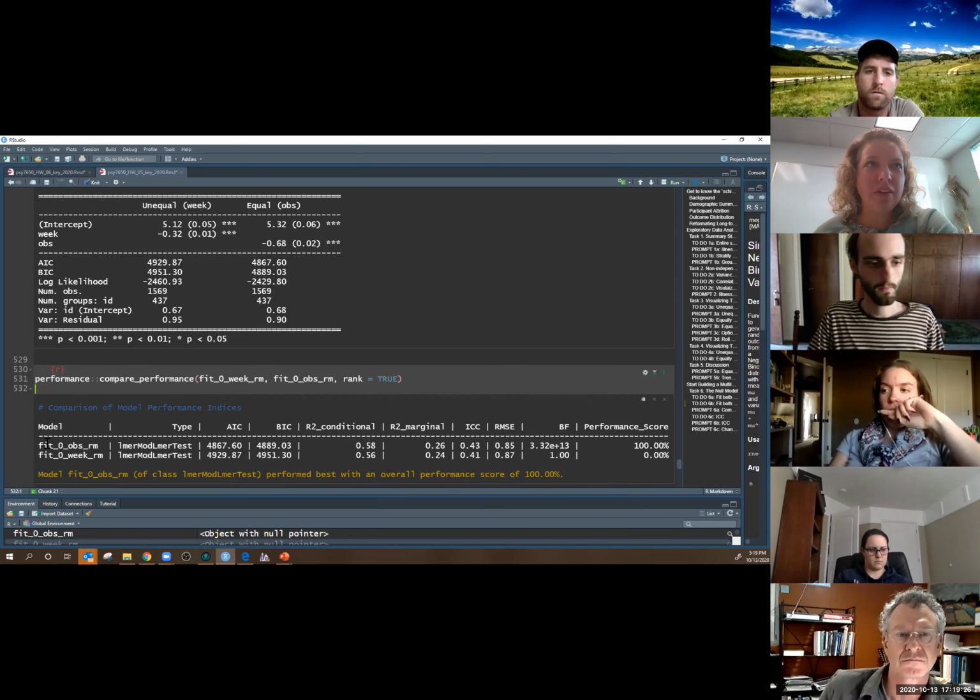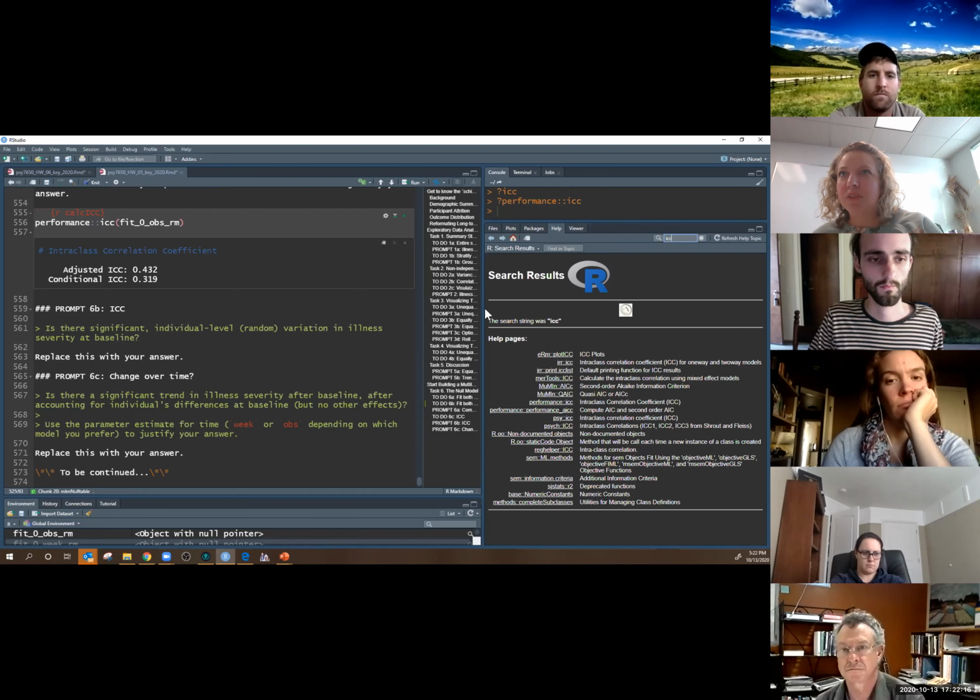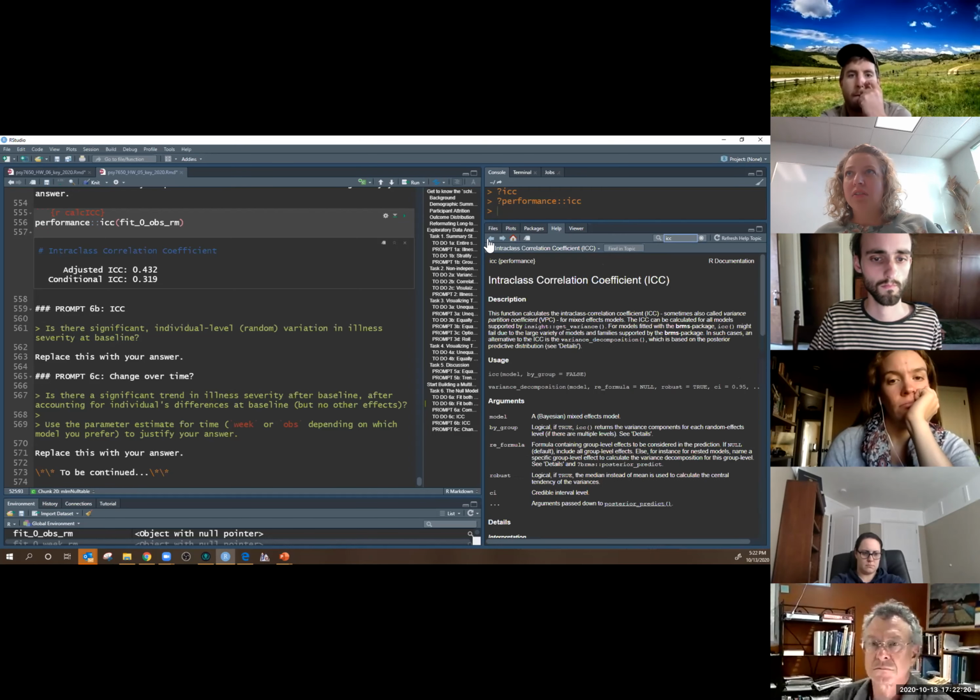But I want to show you what you can find in this help menu. You could also go to the help tab and in the little magnifying glass type ICC, or you can type performance::icc. It'll bring up the same help page either way. Now it brought up a lot of them actually. I'm going to go back. Anyway, so you can get the help page.